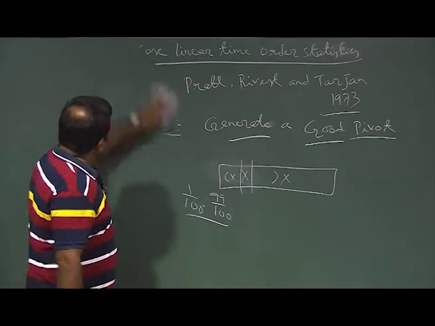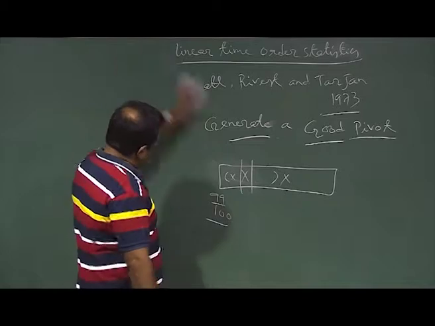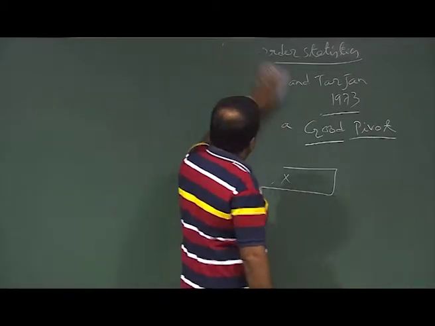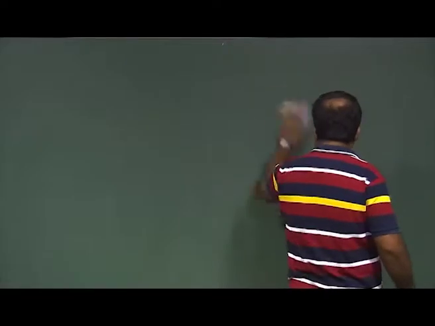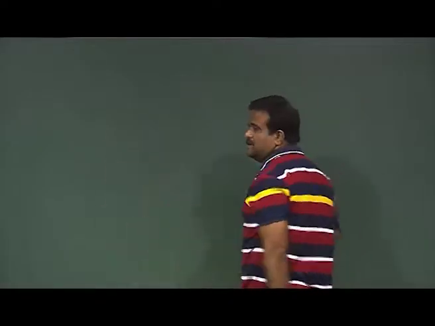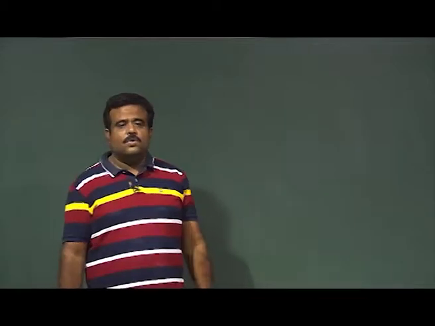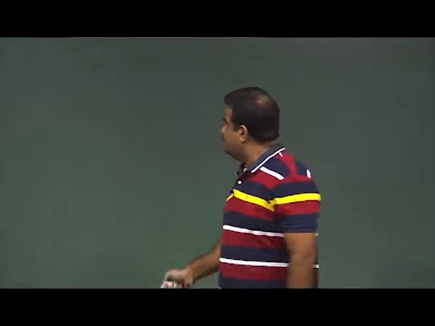Okay, so how can one choose a good pivot? For that, what they did: we are given an array. So what we are doing? We are dividing this array into 5 element groups.